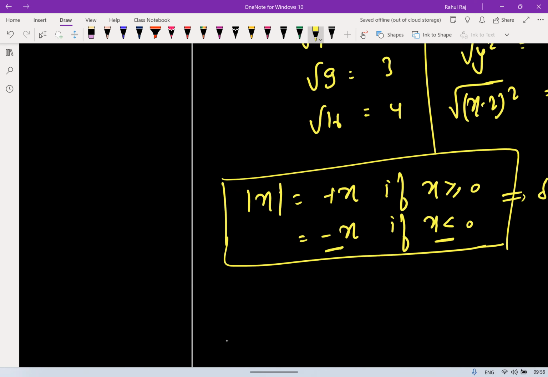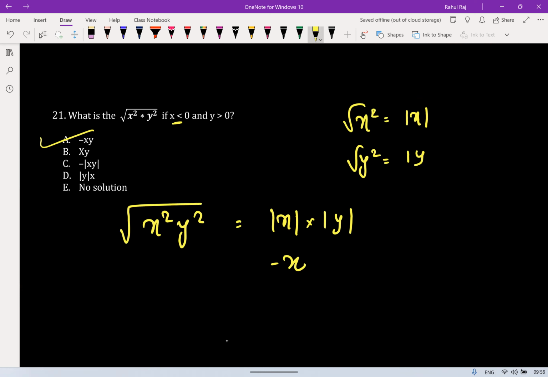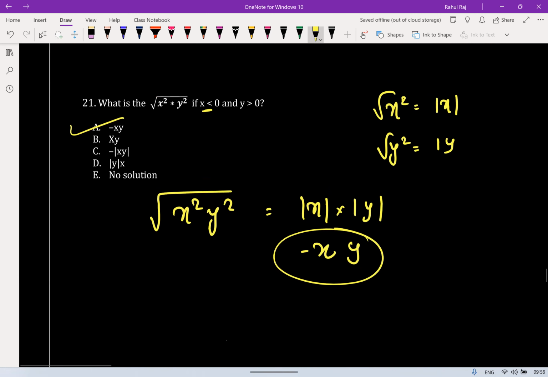Got it. Okay. Right? And mod y is equal to positive y, because mod y is equal to positive y when y is greater than or equal to 0. So mod x cross mod y is negative x times positive y. Got it. Okay. Easy solution, but just so complicated the way they write it.